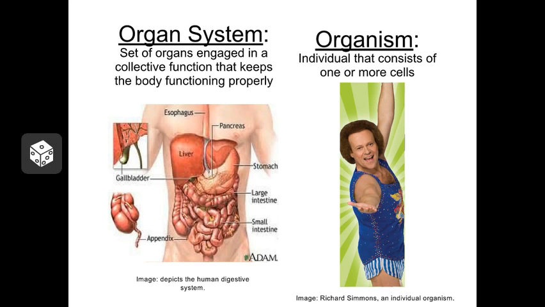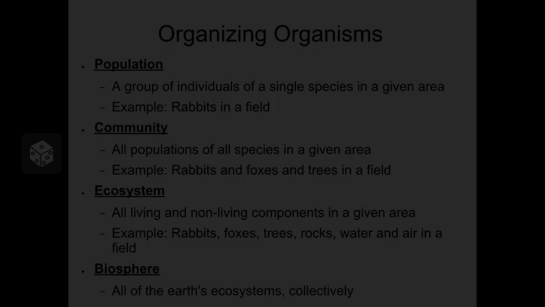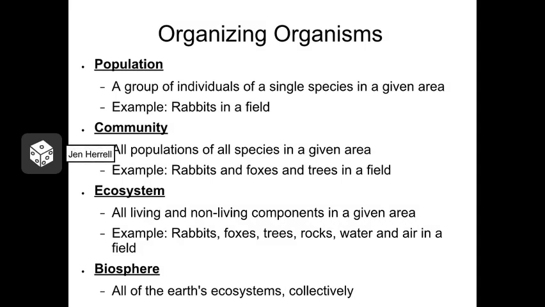Now, if we take all of those organ systems in the body and we put them all together, we get one organism. And here Richard Simmons is our example of one organism. Now again, not all organisms have all of these levels. So when I say organism here, I'm talking about a large, complex, multicellular organism. So that gets us to the level of organism.